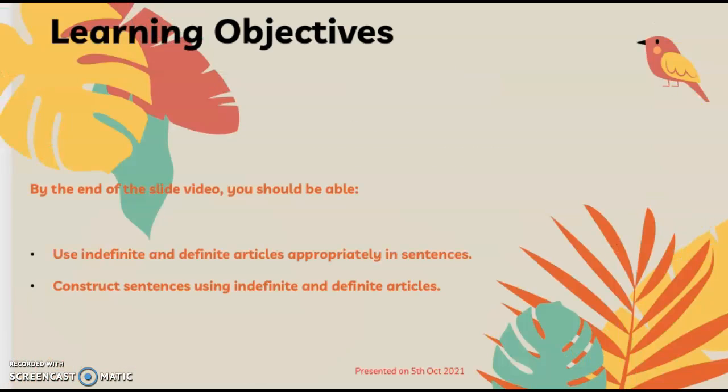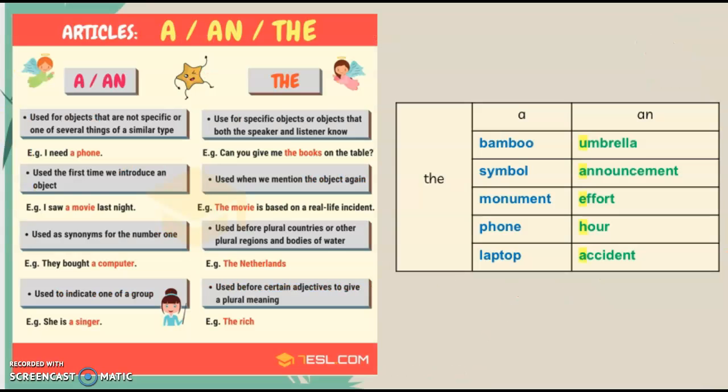Before we start the lesson, let's look at what we are going to achieve by the end of this slide video. You should be able to use indefinite and definite articles appropriately in sentences, and after that you should be able to construct sentences using indefinite and definite articles. Now let's look at the articles. These are the articles that we always use in writing sentences.